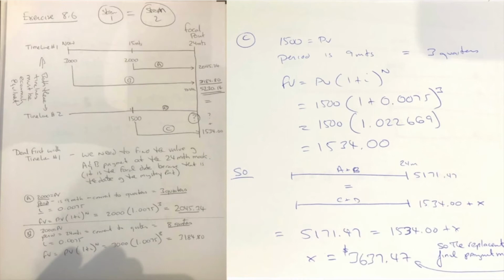So 5,174 equals 1,534 plus X, and I can calculate the X. So the final replacement payment is $3,637, or roundabouts there. So the mechanics of it is right. But as I say, my number of quarters were off here. It's just one of those mental things I have with quarters. I don't know what it is.